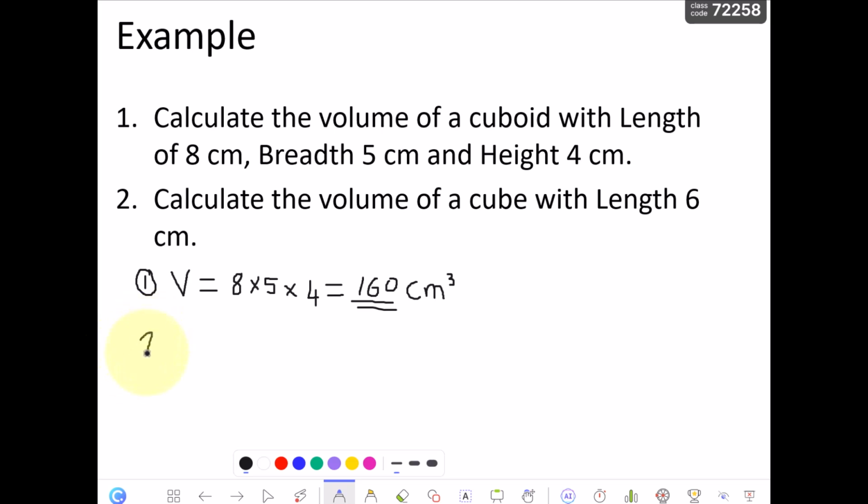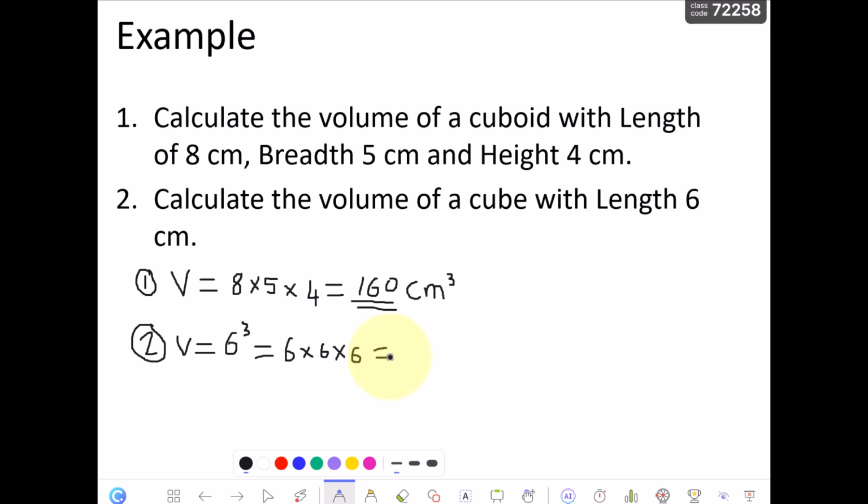Then the second question, number 2, let's see. It says calculate the volume of a cube. Since it is a cube, all the sides are equal, you don't need 3 lengths. Just one length is enough. Then multiply the one length by itself 3 times. Since the length is 6, number 2, which is a cube, the volume is going to be 6 raised to power 3. And what is 6 raised to power 3? That is 6 times 6 times 6.